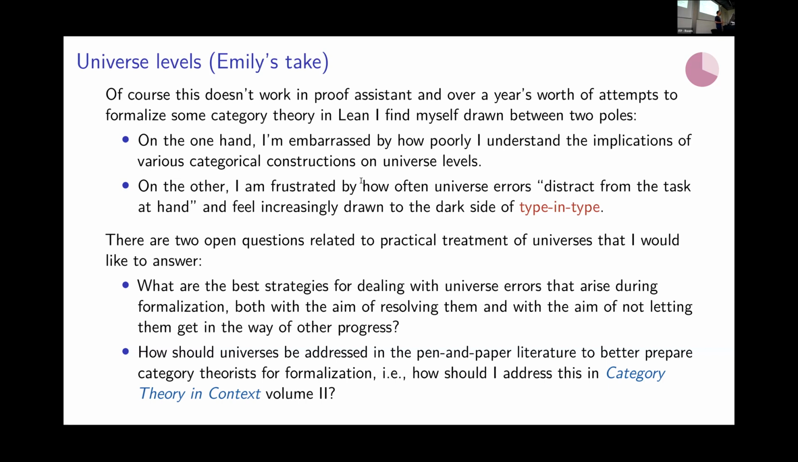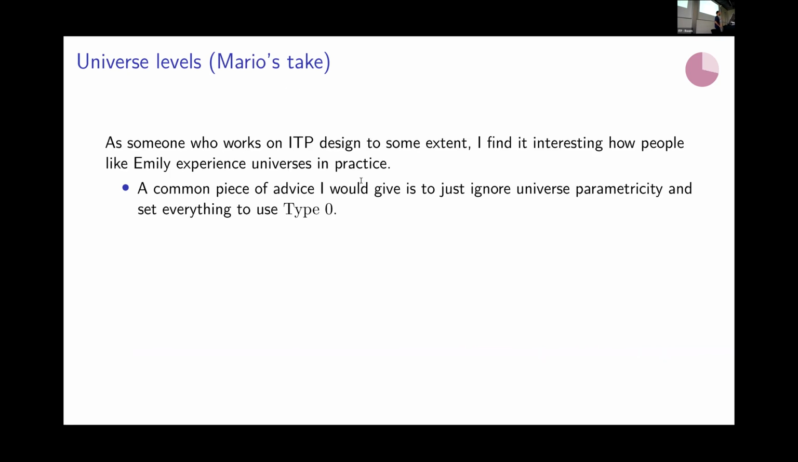And so how do we deal with these universe errors? My take on this is, I find it interesting how people who don't have a lot of familiarity with Lean and are dealing with this stuff and have random universe errors come up, how do we deal with it? One common piece of advice I would dispense in this situation is, just make everything Type 0. Just don't worry about the universes. Like, I can clean it up later. It's fine.